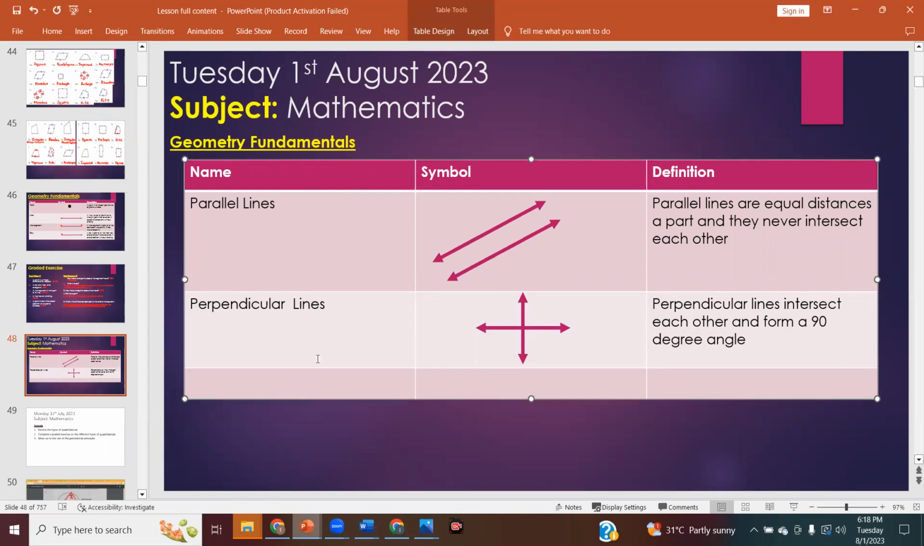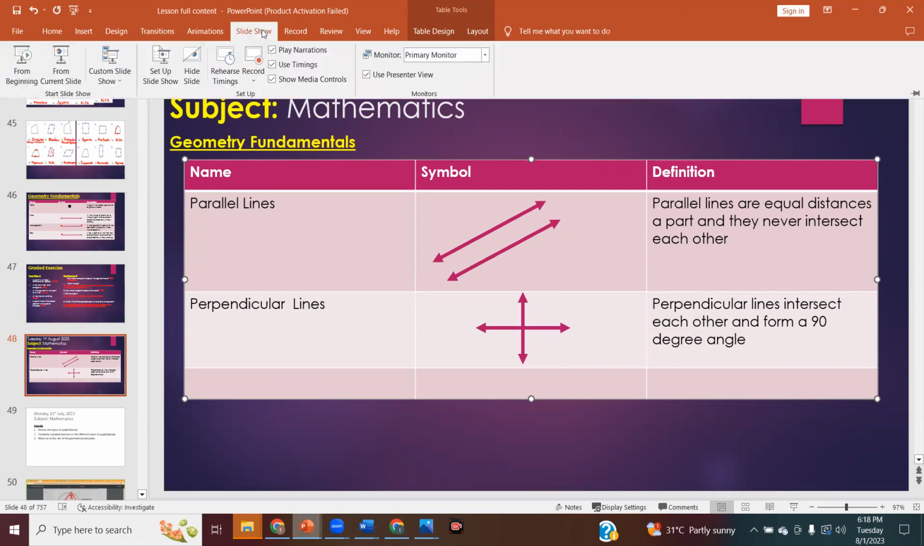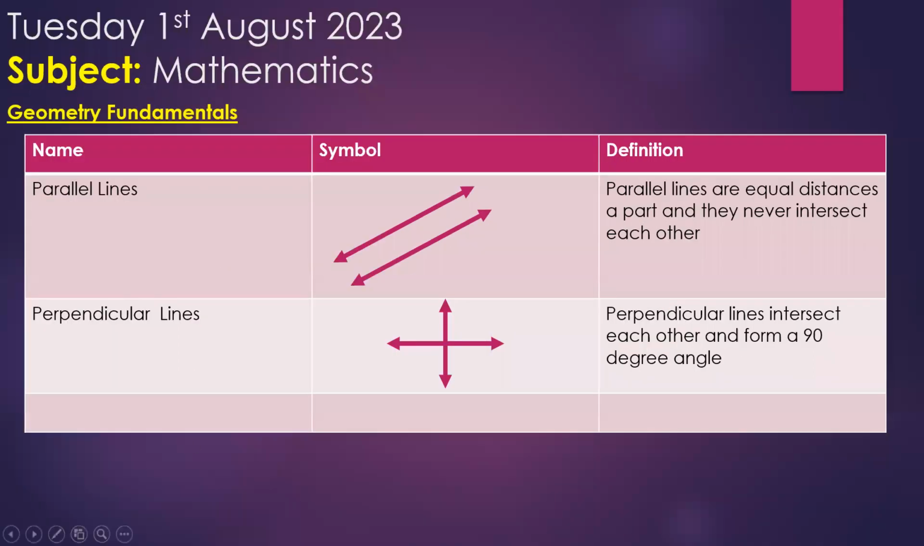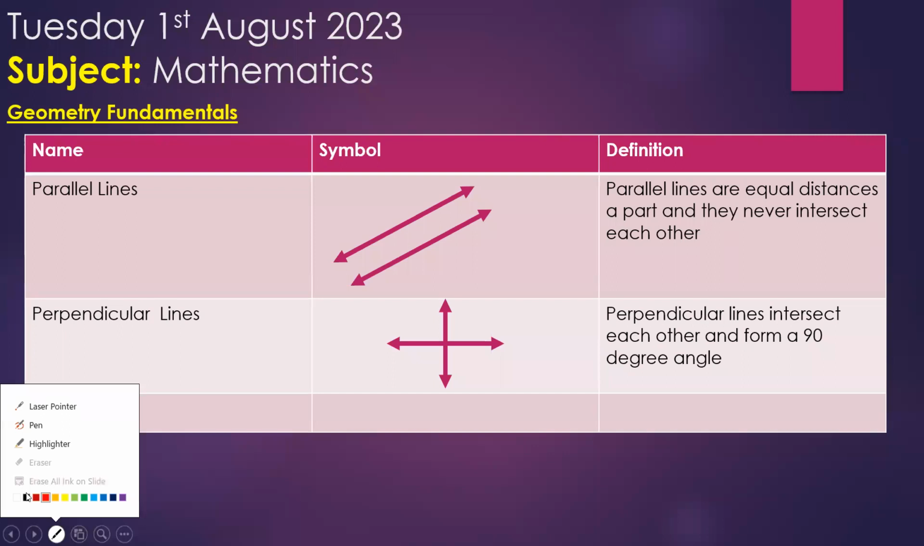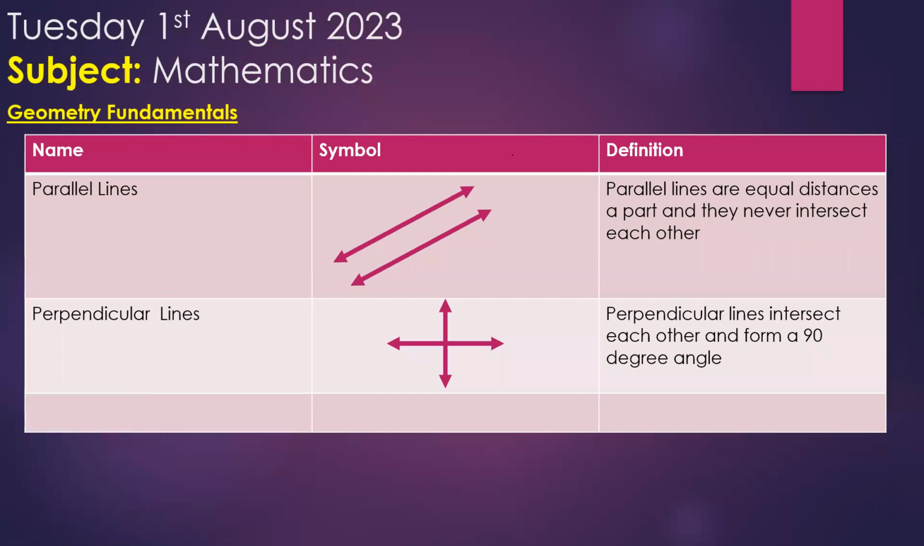All right, so the next one is, oh, by the way, how do we know it is a 90-degree angle? How do we know it's a 90-degree angle? It would have a box in the corner. Yeah, so we have a box. Very good. We have a box.